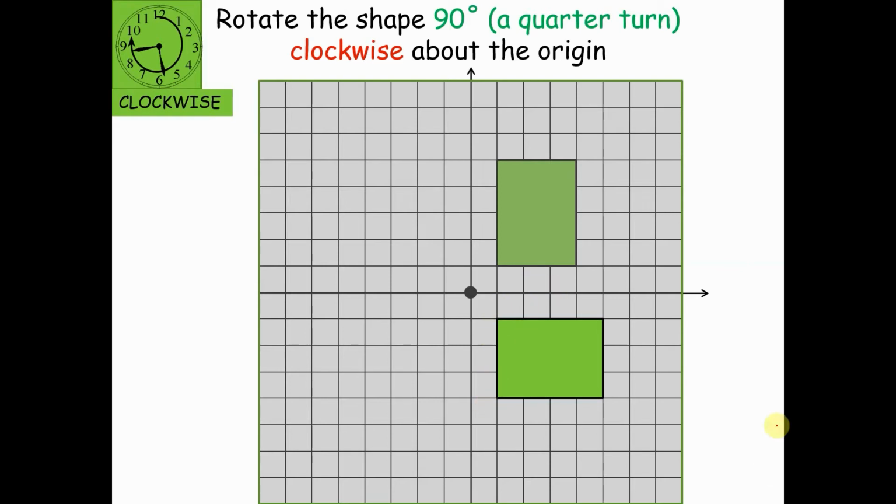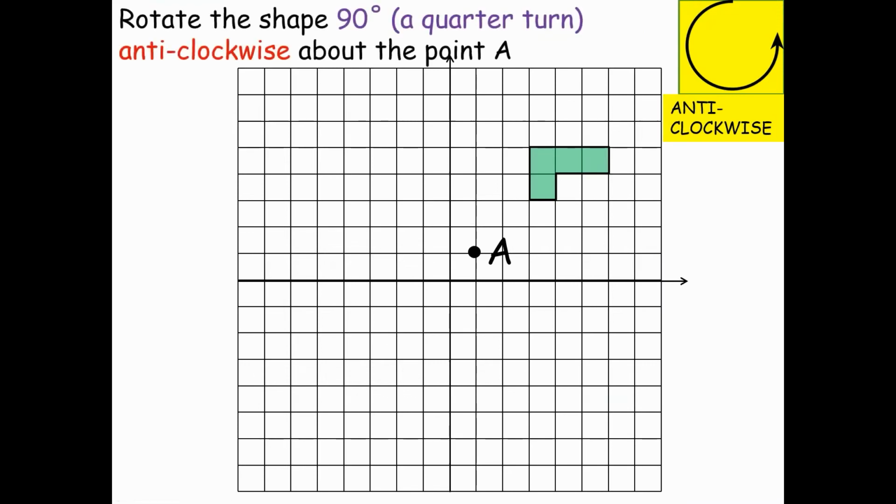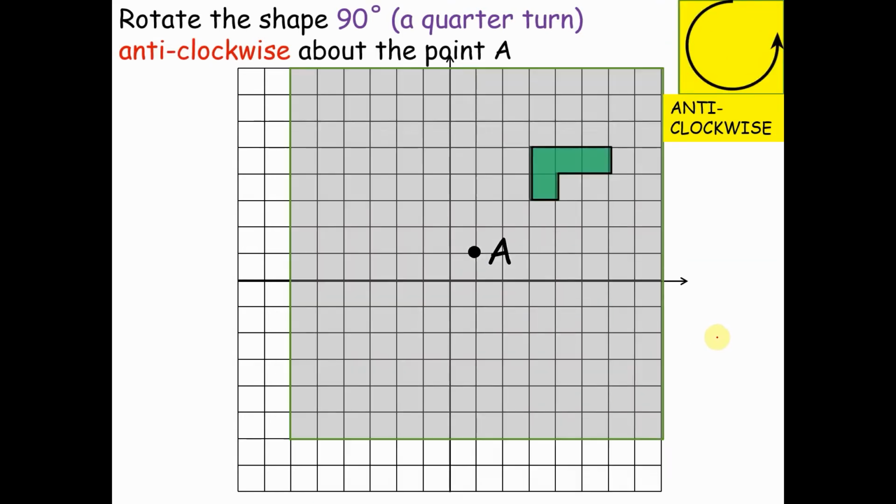Another one, this time anti-clockwise. Rotate the shape 90 degrees anti-clockwise about the point A. This is the point, the center of rotation. It's not about the origin, but that doesn't really matter. We need a translucent paper. We trace that shape and then turn it around. Again, since we need to turn it 90 degrees, a horizontal line will become a vertical one. That's how we know that we have turned the shape 90 degrees.